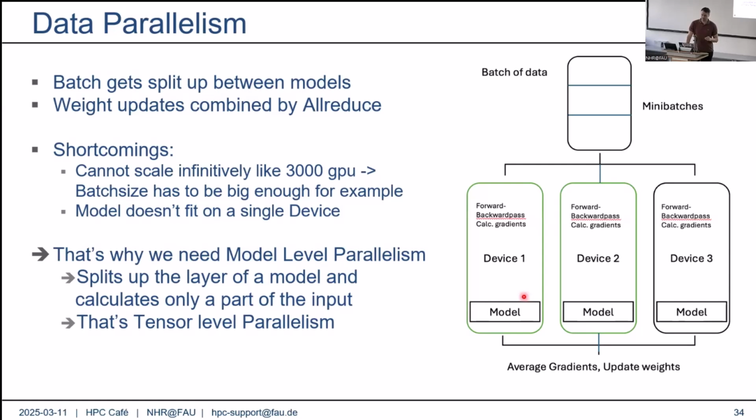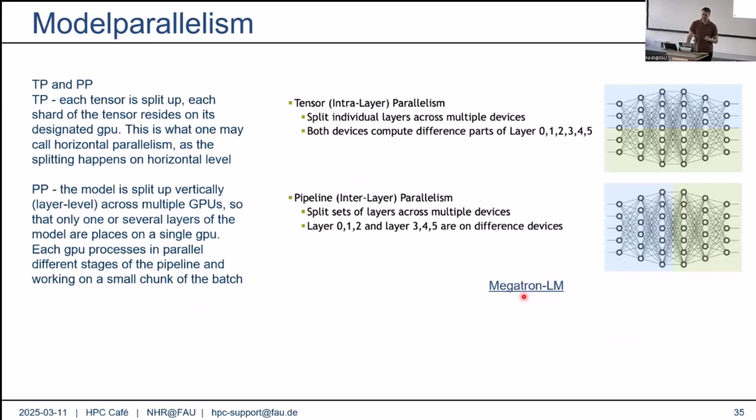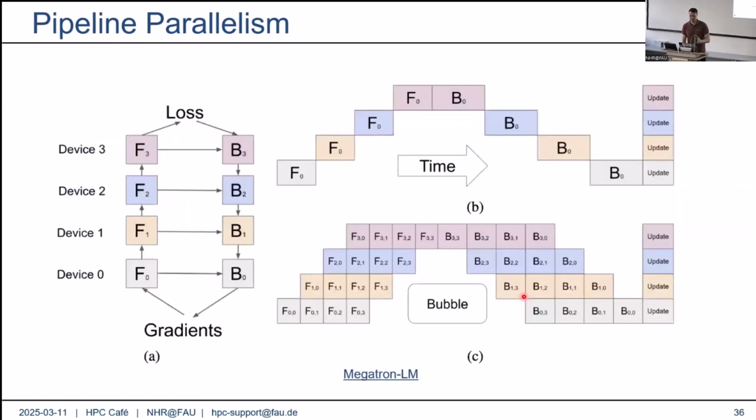That's why we also need model level parallelism, and they are essentially tensor parallelism, which splits the layers horizontally, and pipeline parallelism, which splits the layers vertically. So tensor parallelism is something very complex, which currently not all frameworks support. So if you use just Torch, it likely doesn't have tensor parallelism in your training. But pipeline parallelism is more widespread because it's easier to handle the communication between that.